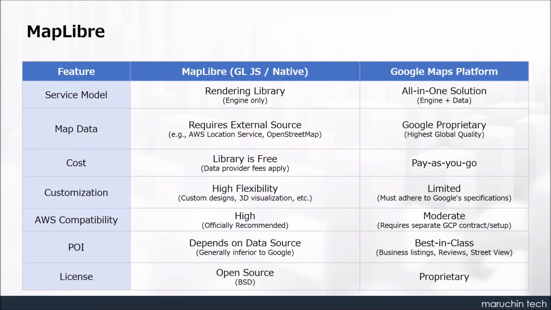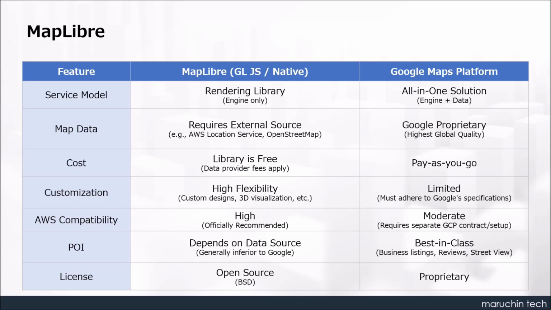For reference, here is a comparison between MapLibre and Google Maps. Google Maps is an all-in-one package. It includes proprietary map data, store information, street view, and routing. While it has high brand recognition and quality, it tends to be more expensive. Also, it has strict terms of service regarding how you can use the data. While you can use Google Maps with AWS, it requires separate billing management via a Google Cloud account.